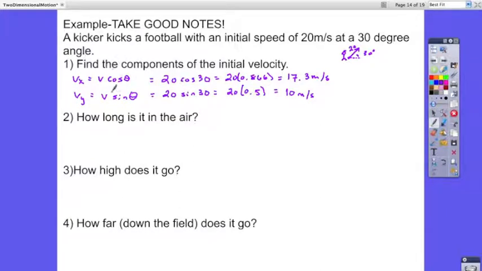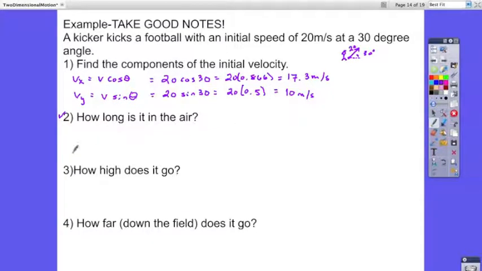Okay, things that we can find. We can find how long it's in the air. Remember, that's hang time. We can find the maximum height, and we can find the range, or the horizontal distance. And we can find out how fast it's moving any time during the problem. So let's look at how long it's in the air.